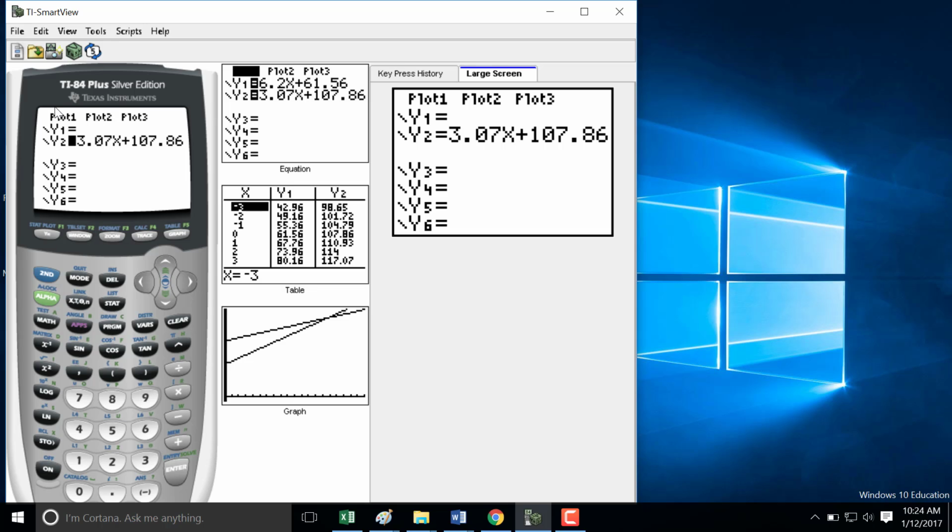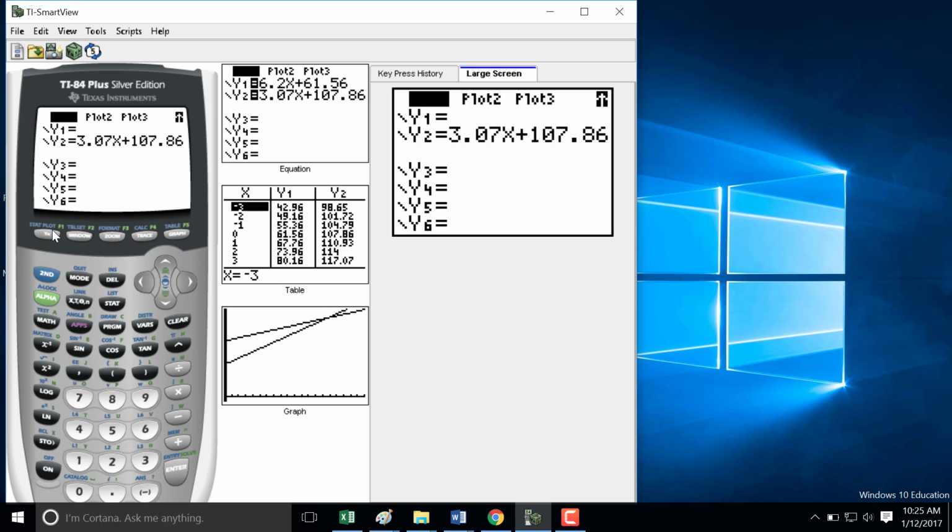Right now I can see that all my plots are deactivated up here. Remember, a shortcut is to highlight them and then hit enter and it'll turn them on, or it'll turn them off. Hit enter, and it'll turn it off. So I want them all to be off because I only want one of them to be on, and I'm going to go turn it on myself.